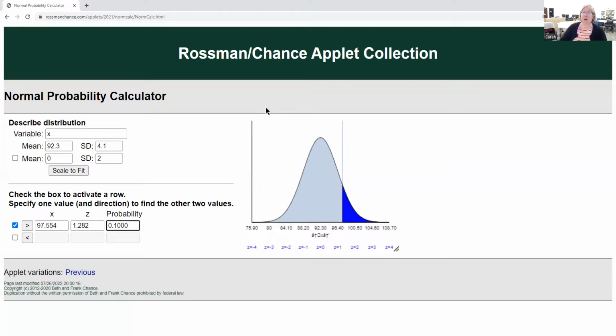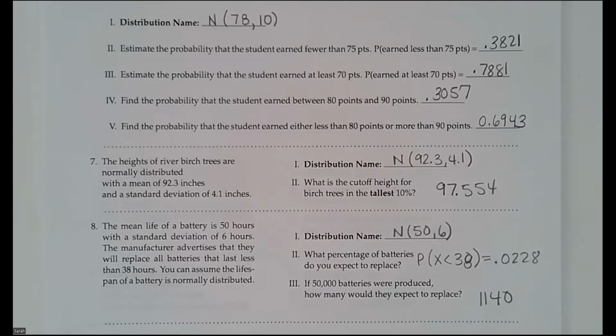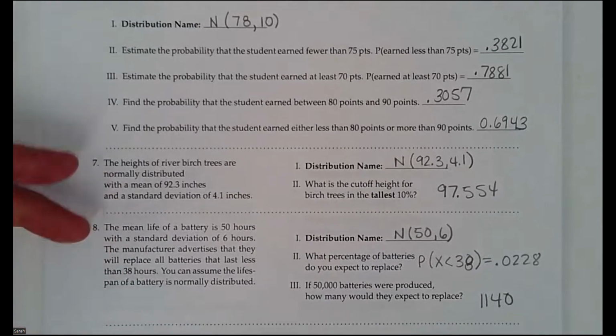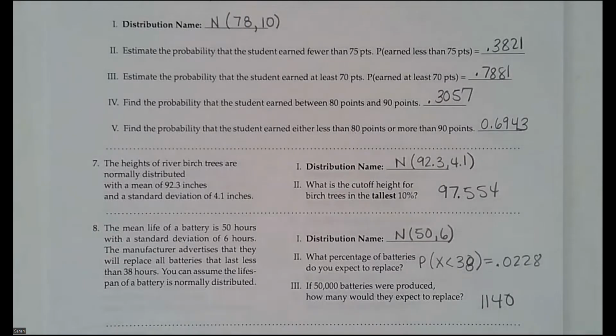All right, so I'm going to pause the video and I'll put the answers up on the screen for you in case you missed any of that. All right, so here are the answers in case you missed any of those. The one thing to note, they're actually backwards on mine, so the battery and the birch trees are reversed. But in case you need those answers, there they are.